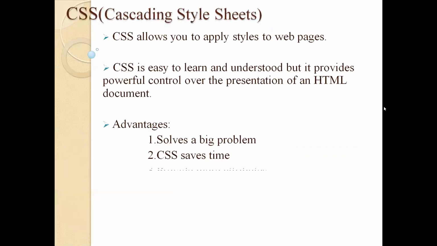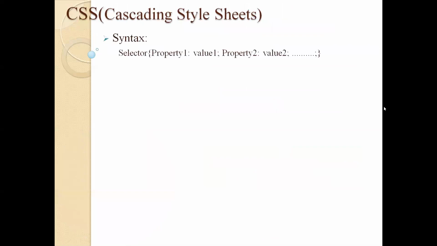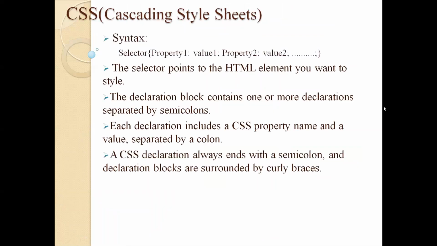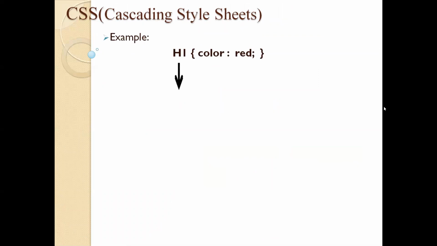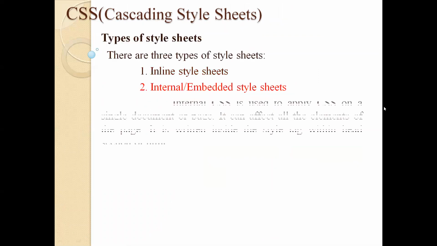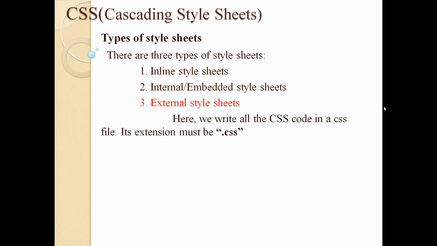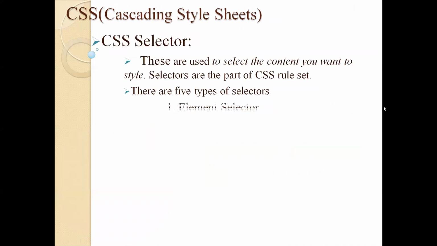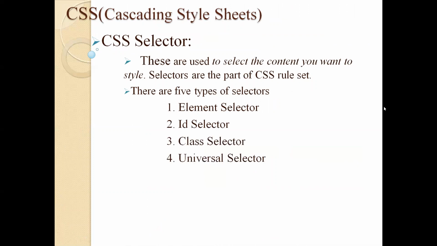Yesterday we saw 2 selectors among 5 types. We completed the element selector and saw a program on it. At the same time, we saw the ID selector and one program on it. These are the different types of selectors in CSS. So we are left with 3 types of selectors: class selector, universal selector, and group selector.